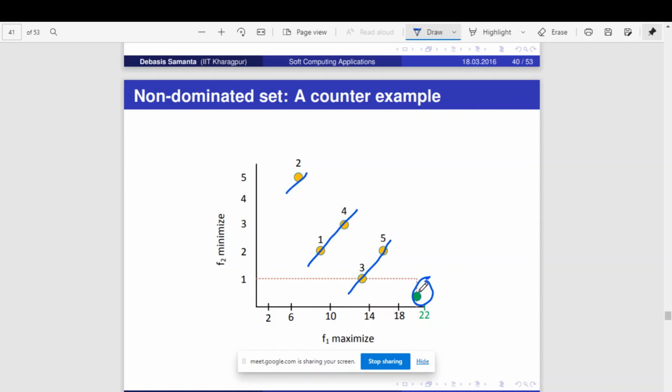Are you getting it? Say for example, I have one point here, one point here. Say this is 6 and this is 7. Now can you say that any solution is dominating anybody else? No, because these two are in the Pareto optimal front. So they are not dominating either one, right?